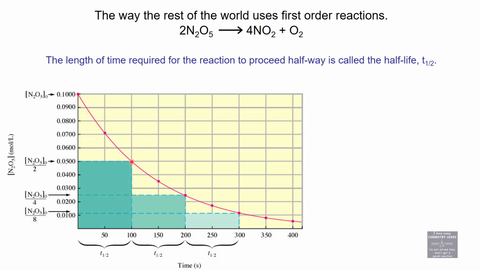If I'm at 0.05, how long does it take to reach half of that value? That's 0.025. Oh, look, it's an additional 100 seconds. How long does it take to go from 0.025 to 0.0125? Oh, look, it's an additional 100 seconds.